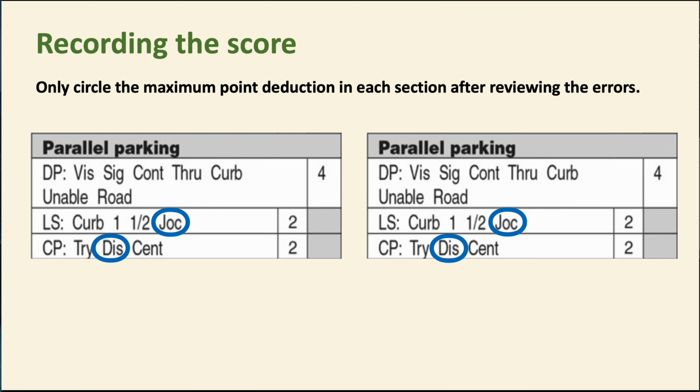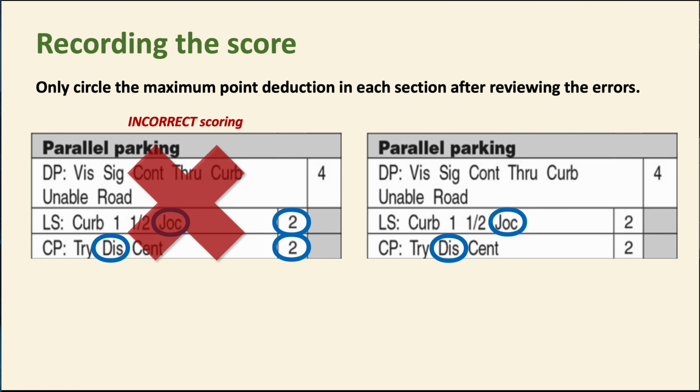Now remember, only circle the maximum point deduction in each section after you review the errors. So in this case, in parallel parking, they jockeyed, they moved the car too many times, and distance, they were parked more than 12 inches from the curb, right? That's not correct. Don't circle both those inner scores. They lost 4 points. You've got to circle the maximum, the maximum that was lost for that maneuver under the parallel parking section. This is important. Sometimes people forget this. I don't want you to forget it.